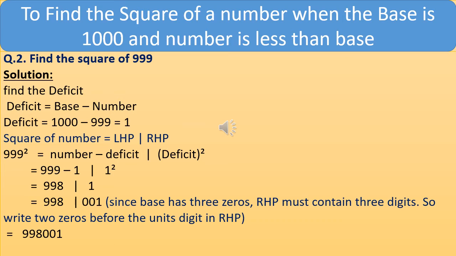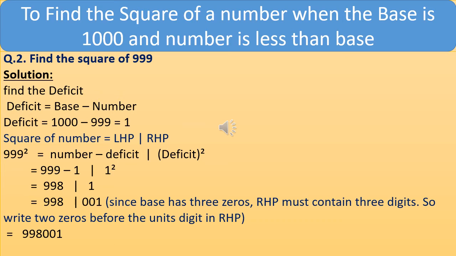Find the square of 999. Now the base will be 1000 as 999 is nearest to 1000. Now the number is less than the base, so we will find the deficit. Now the deficit will be base minus number. Now the base is 1000, the number is 999, so 1000 minus 999 is 1.